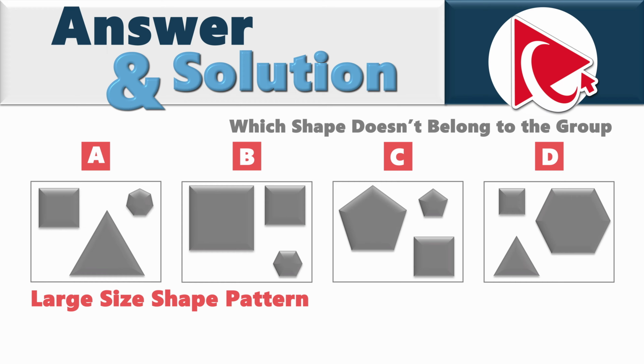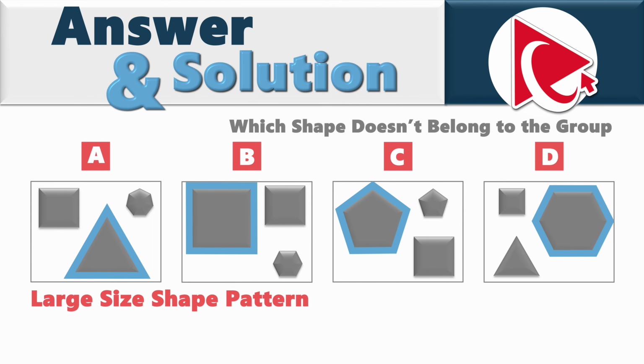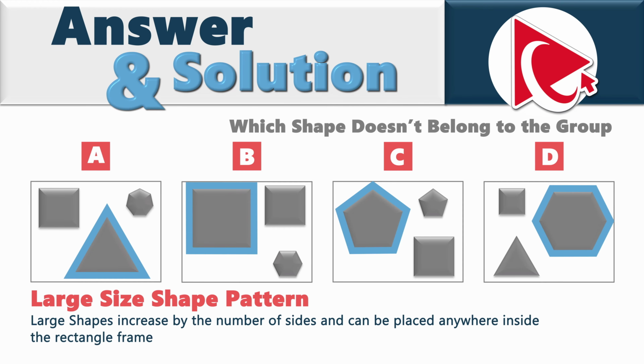Let's start with the pattern for the large size shape. In choice A, the large size shape is a triangle. In choice B, it is a square, then it's a pentagon, and then a hexagon. As you can see, for the large size shape, the number of sides increases with each subsequent choice. We start with 3 sides for the triangle, 4 sides for the square, 5 sides for the pentagon, and then 6 sides for the hexagon. The location of the large size shape is not important in the rectangle.